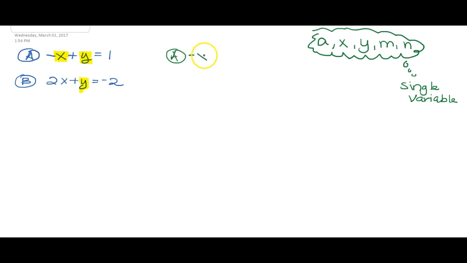I have negative x plus y equals 1. This one is what I'm going to solve for though, just because it's nice and positive, I don't really have to worry about it. So the inverse of minus x is going to be plus x. These cancel. y equals x plus 1.